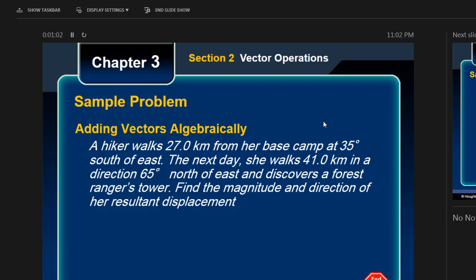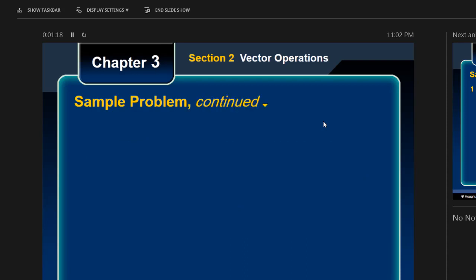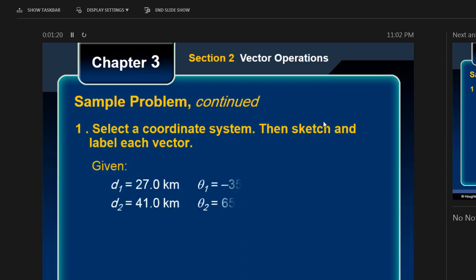It says that the next day she walks 41 kilometers in a direction 65 degrees north of east and discovers a forest ranger's tower. Find the magnitude and direction of her resultant displacement. Now for any vector we have to draw.